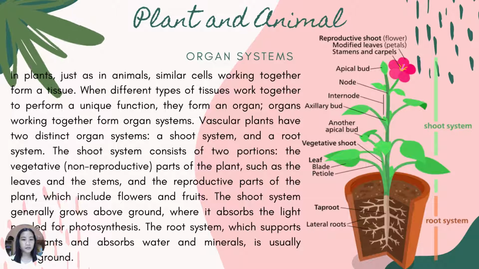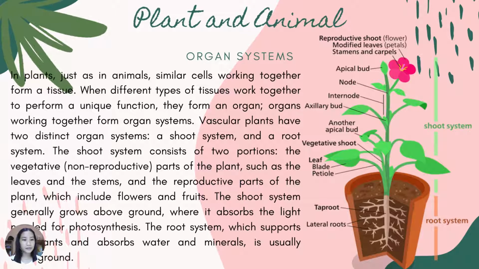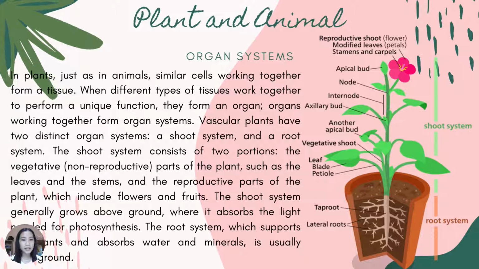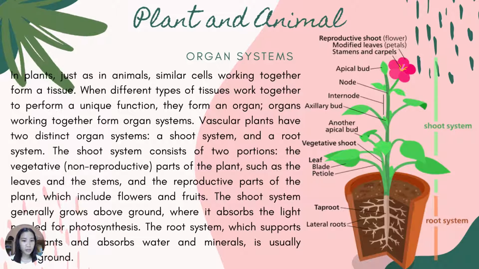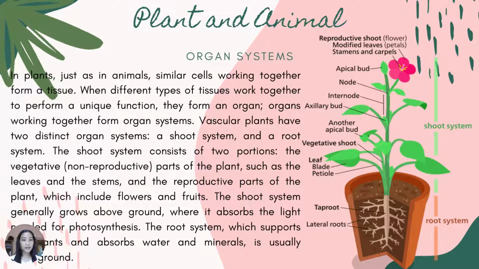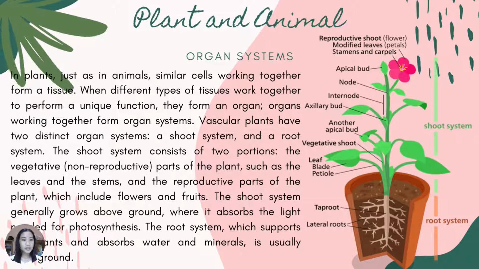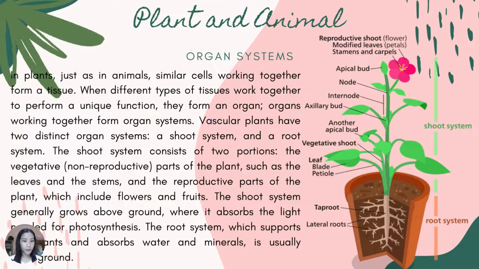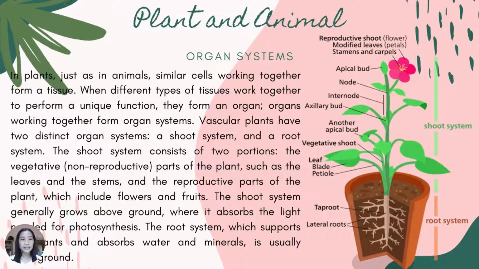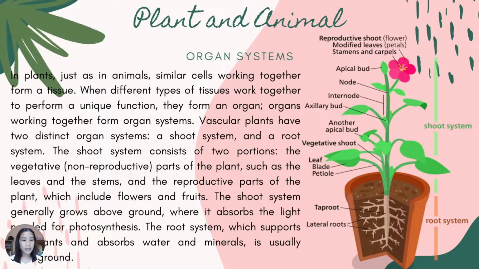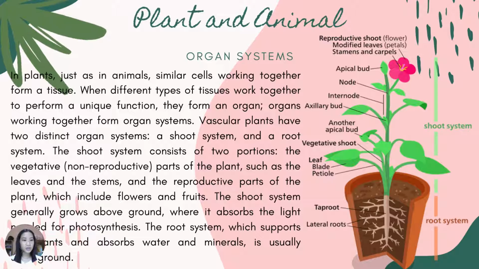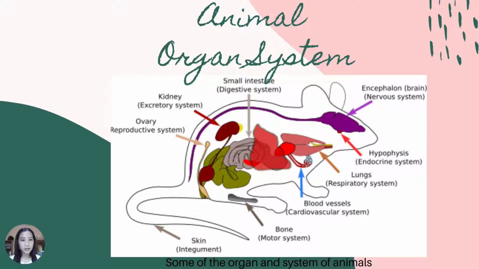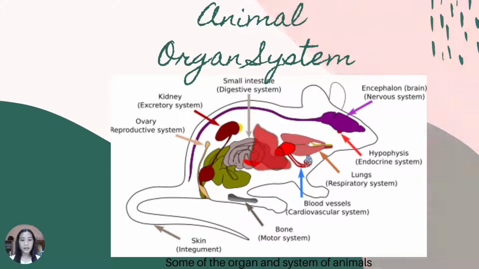The shoot system consists of two portions: the vegetative, or the non-reproductive parts of the plant, such as the leaves and the stems, and the reproductive parts of the plant, which include flowers and fruits. The shoot system generally grows above ground, where it absorbs the light needed for photosynthesis. The root system, which supports the plants and absorbs water and minerals, is usually underground. These are some of the organ systems of animals.